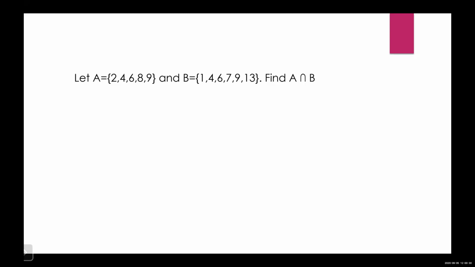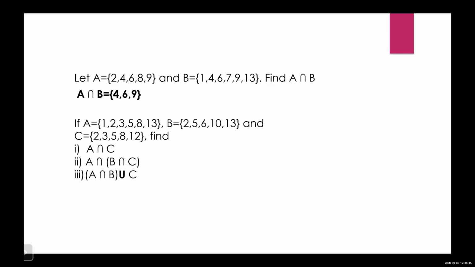4, 6, and 9. Good. Thank you. A intersect B is equal to 4, 6, and 9. Next question. Set A is equal to the set of 1, 2, 3, 5, 8, and 13. B is equal to 2, 5, 6, 10, and 13. And C is equal to 2, 3, 5, 8, 12. Find A intersect C.